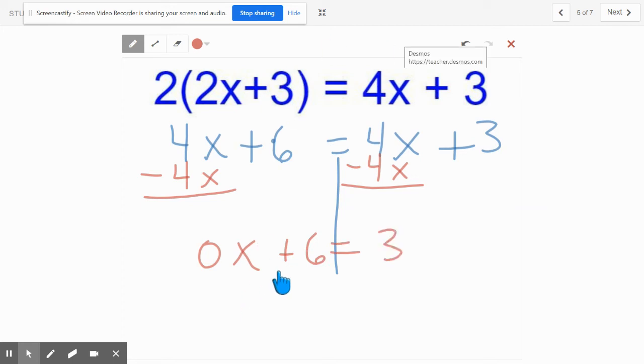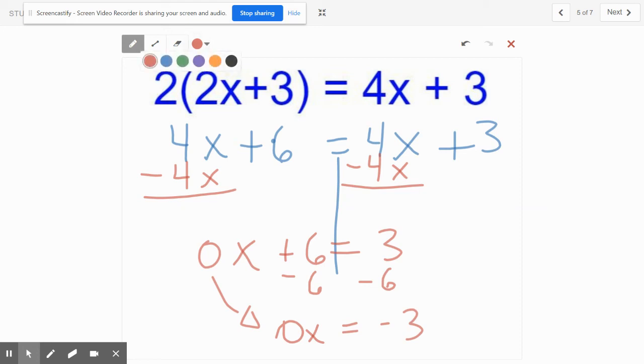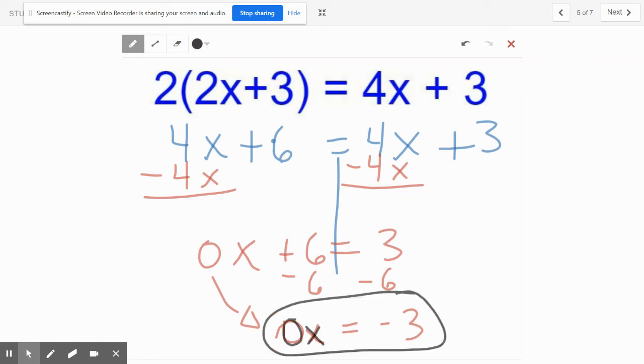Okay? Then what do you do? Subtract 6. Okay? So then you're going to have 0x equals negative 3. Well, what times 0 is going to equal negative 3? Nothing. When you have a 0x, you know it's either going to be infinite or no solutions. And the only way it would be infinite is if this was 0. But it's not. So if it's not 0, no solutions. And I realize I gave you 2 of those on here. All right, no solutions.